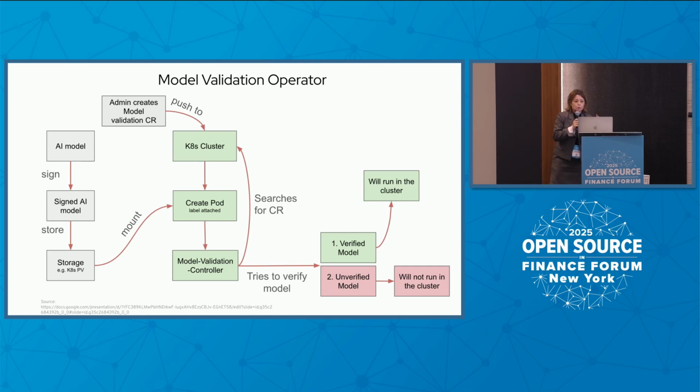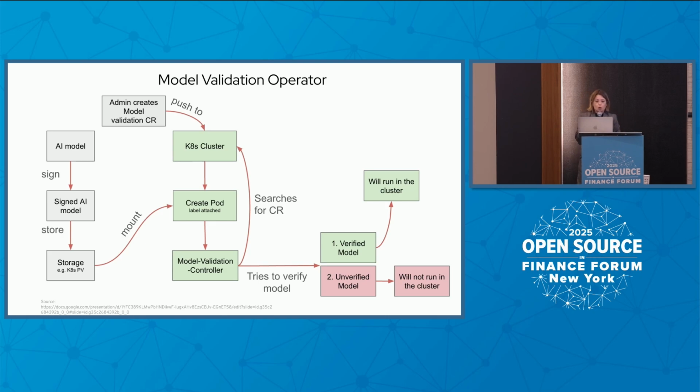The way it works is, once I install the operator, which you can do through the Sigstore repository, there are plenty of examples of how to install it. You can install it on any Kubernetes platform. So you will install the operator and create an object called a custom resource, called the model validation.